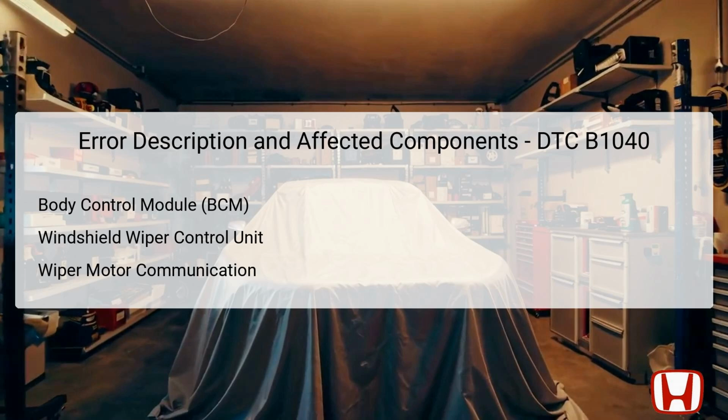The wiper motor is directly influenced by commands sent from the wiper control unit. Thus, failures in communication can lead to improper or complete loss of function of the windshield wipers, creating safety risks under poor visibility conditions. The failure mechanism could involve physical damage to wires or connectors, causing a disrupted signal path.